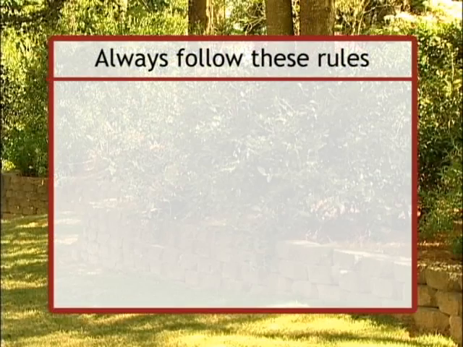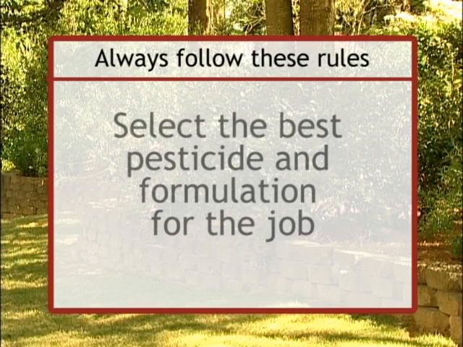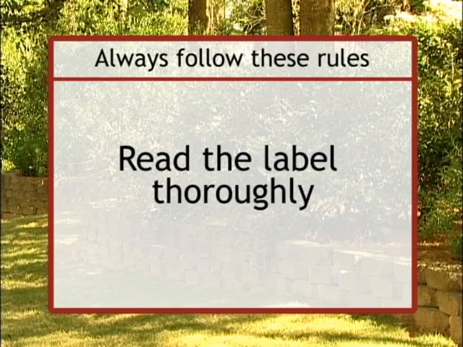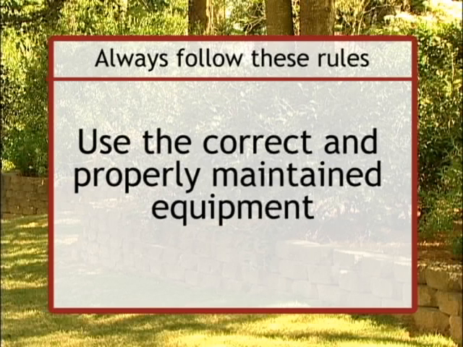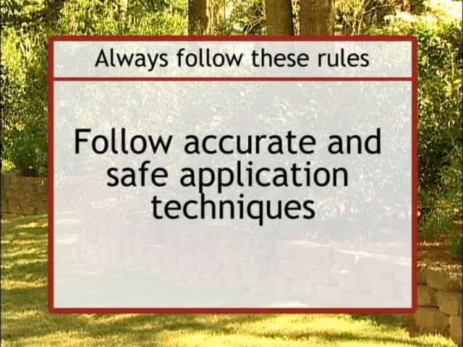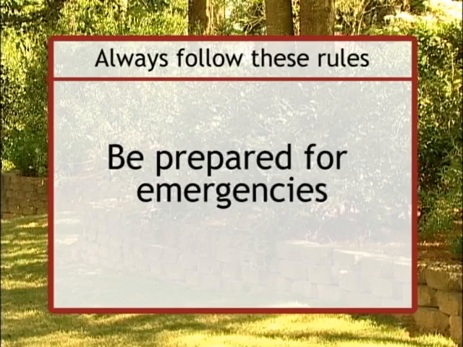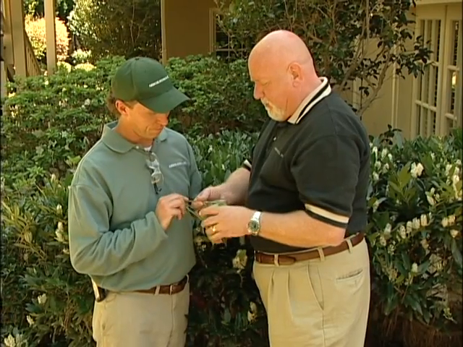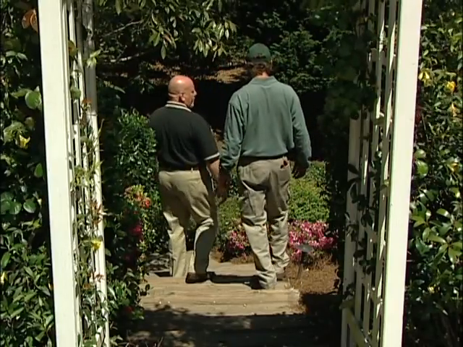When using pesticides, always follow these rules. Correctly identify the pest. Select the best pesticide and formulation for the job. Read the label thoroughly. Wear the proper protective attire. Use the correct and properly maintained equipment. Follow accurate and safe application techniques. Keep detailed records. Be prepared for emergencies. By learning everything you can about the pesticides you use and how to use them safely, you will be protecting yourself, others, and the environment. You will also be a valuable and responsible member of your team.